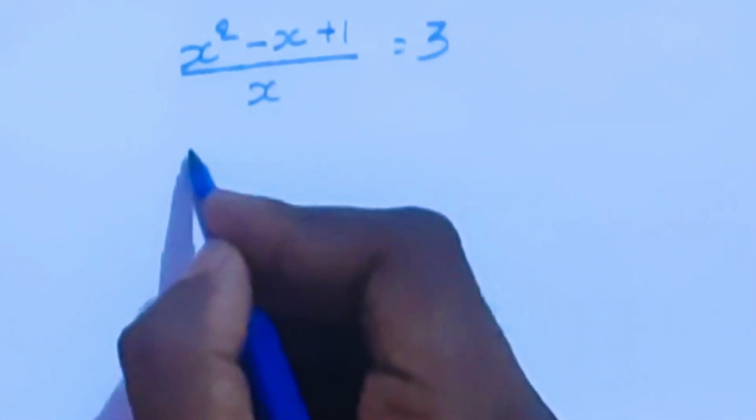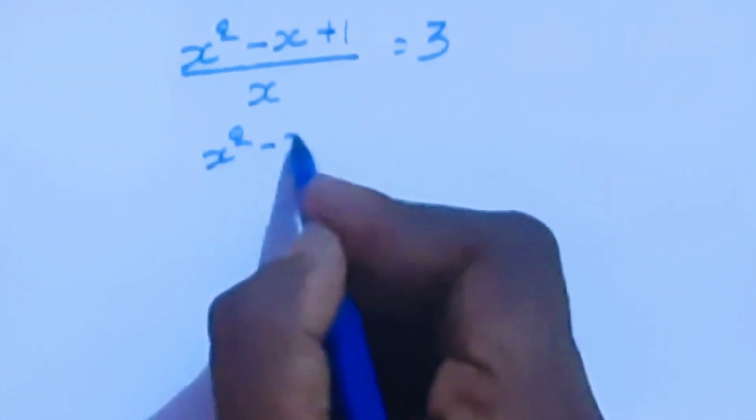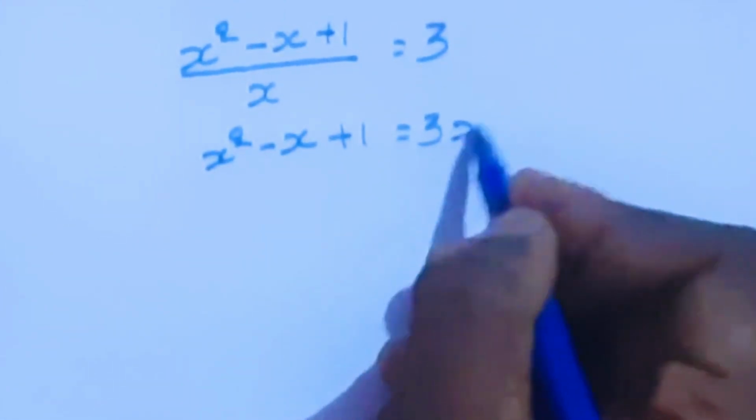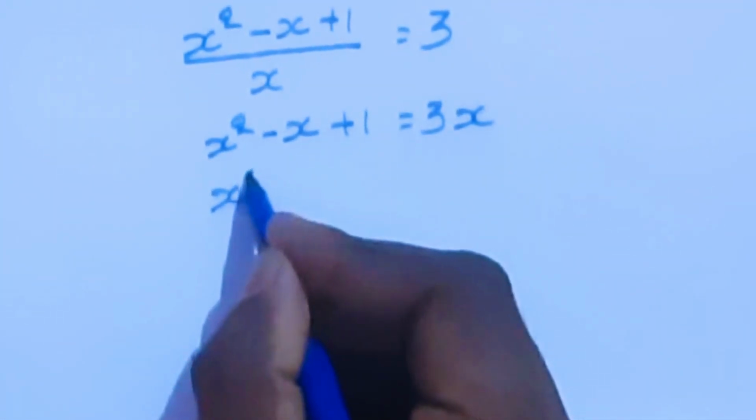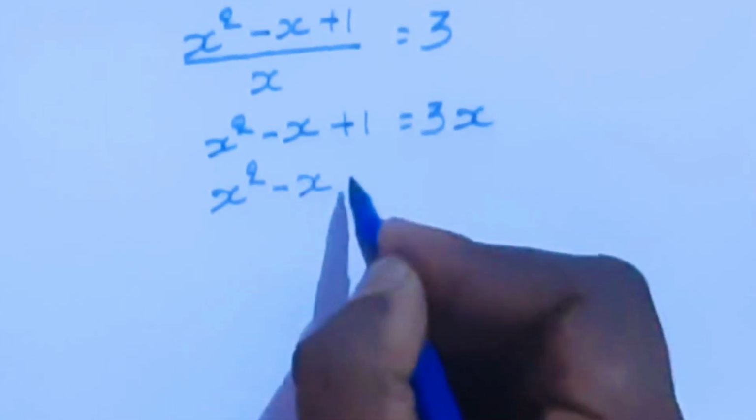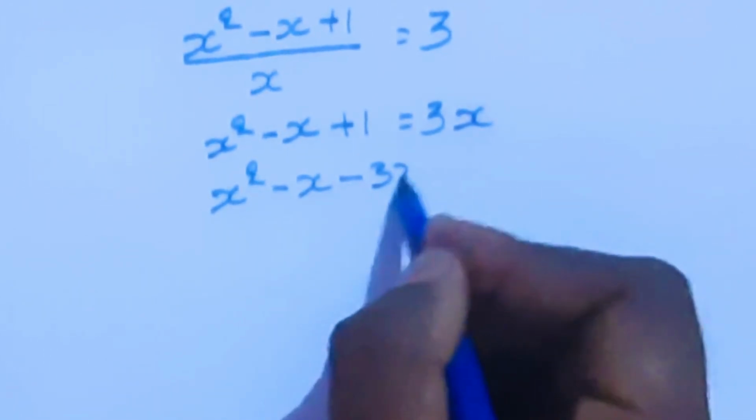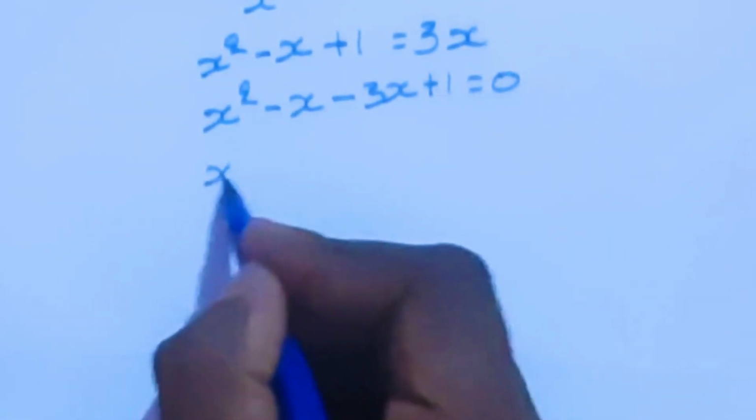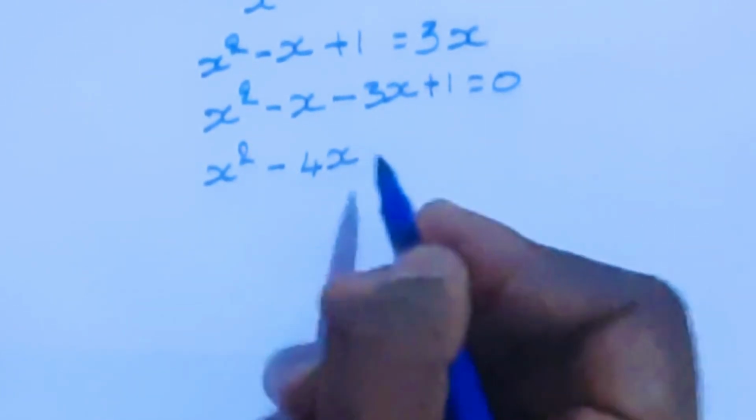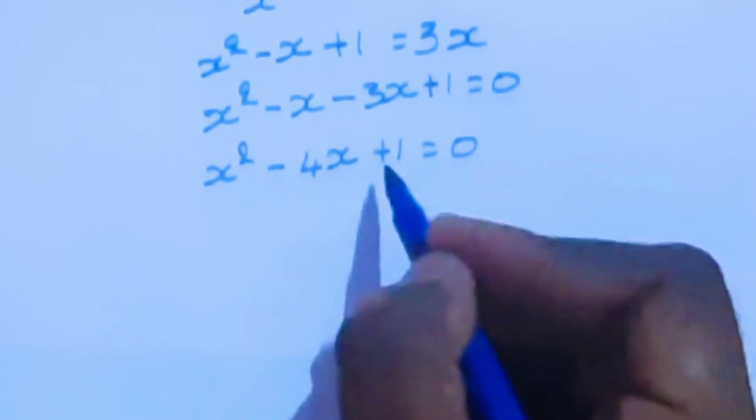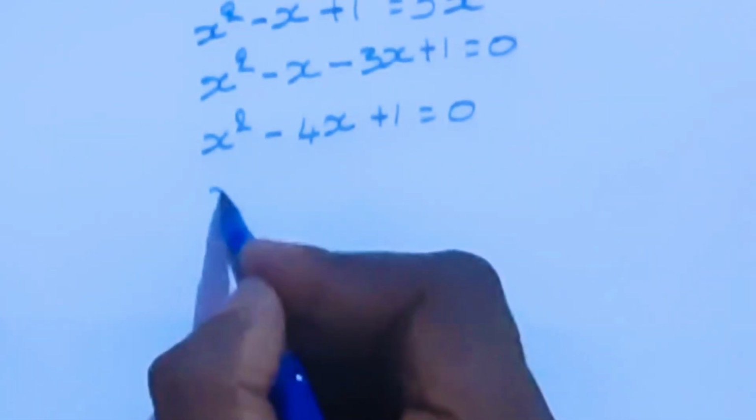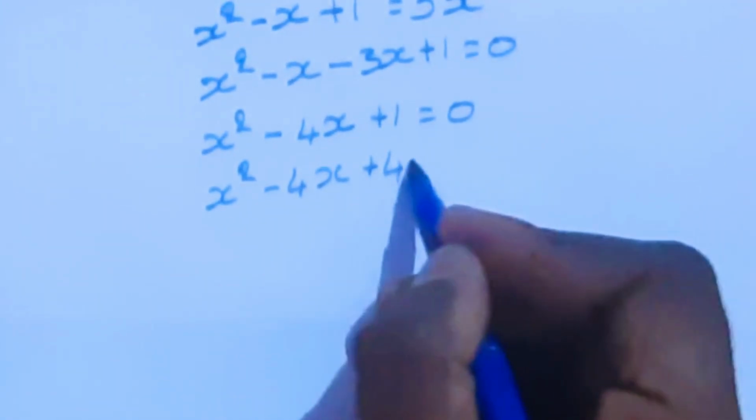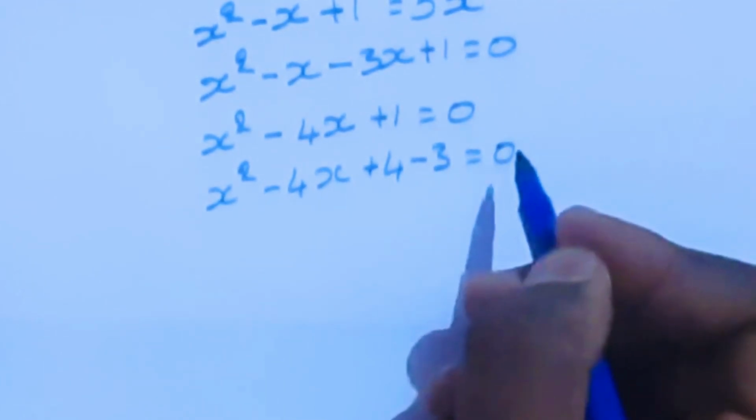Now this can be written as x^2 - x + 1 = 3x. Now x^2 - x, this we are bringing to the left hand side, -3x + 1 = 0. Same way, x^2, this is -4x + 1 = 0. Now this 1 can be written as x^2 - 4x + 4 - 3 = 0.